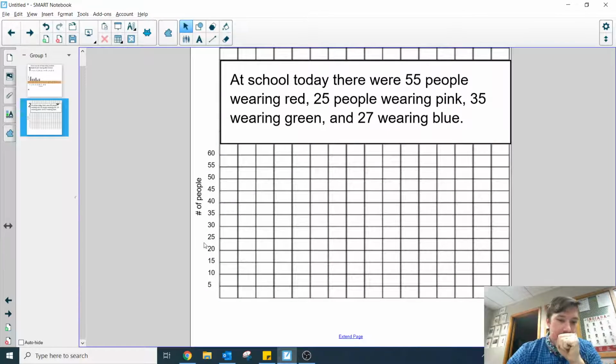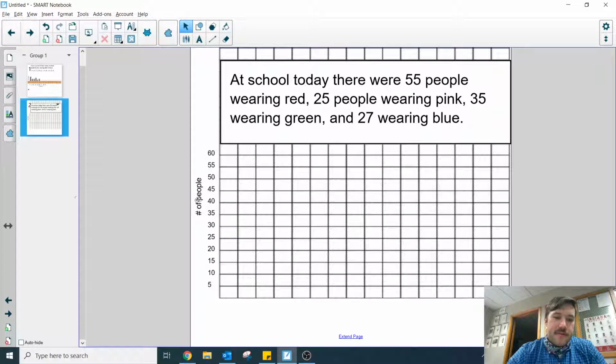Now, you'll notice here that these numbers, what do they mean? Well, they're the number of people. So if my bar graph goes up to here, that means 10 people were doing something. If it goes up to here, that means 35. So I'm going to read my question because I need to label my axis.